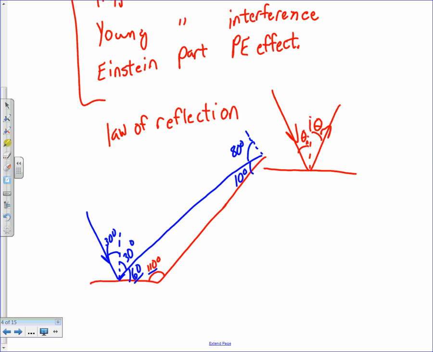And then we have the law of refraction. Stop me if you have questions, okay? Is this okay for you, just sort of reviewing it? All right. Law of refraction.